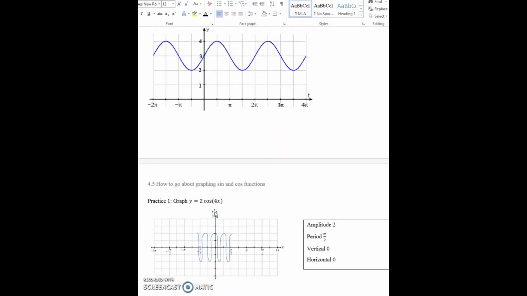Okay, now that you're done with practice problem 1, let's go over this. The best way to start is to record your values. The amplitude is 2 because the coefficient in front of the cosine is 2. The vertical and horizontal shift are zeros because there are no values given to us. And the period is pi over 2 because if you do 2 pi over 4, that becomes pi over 2.